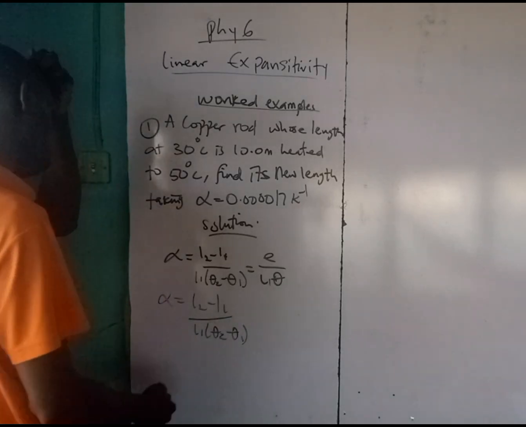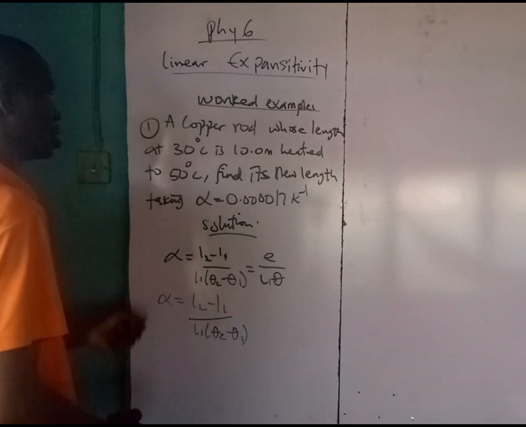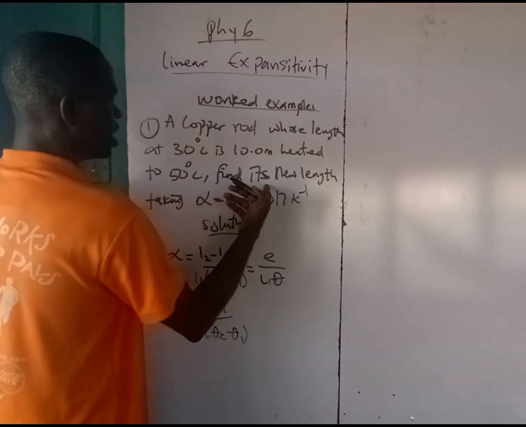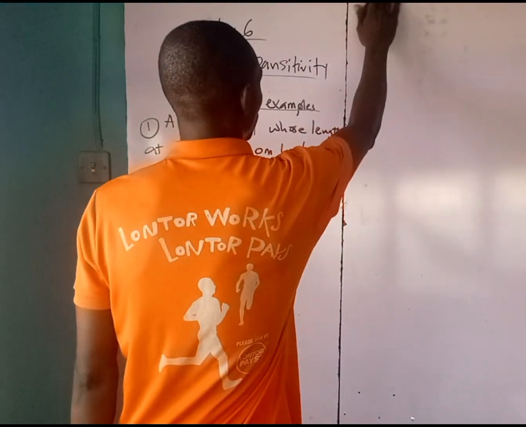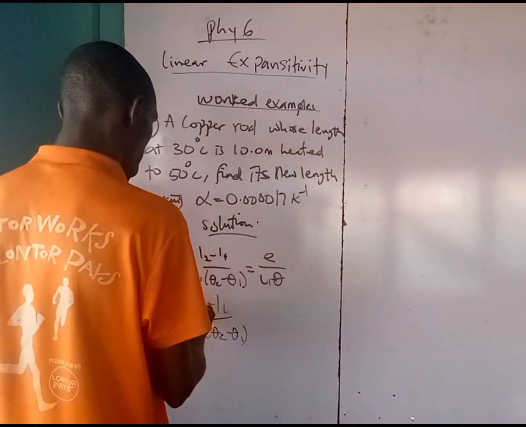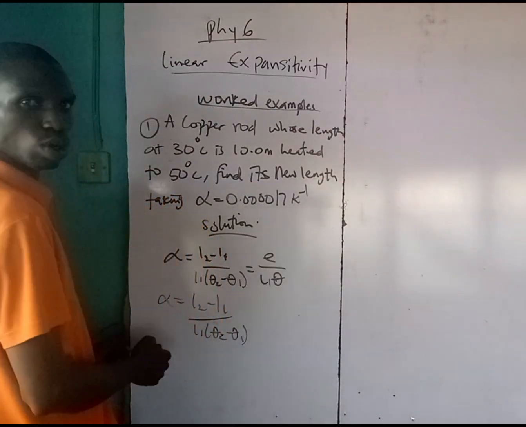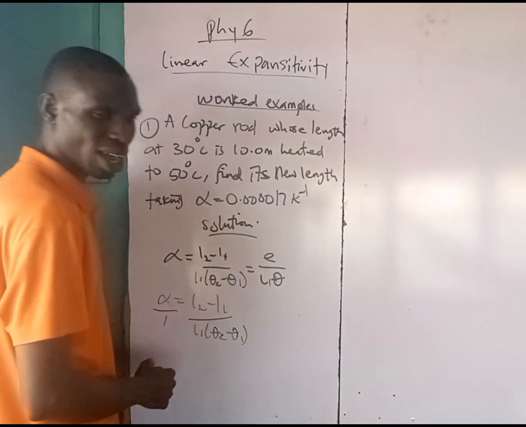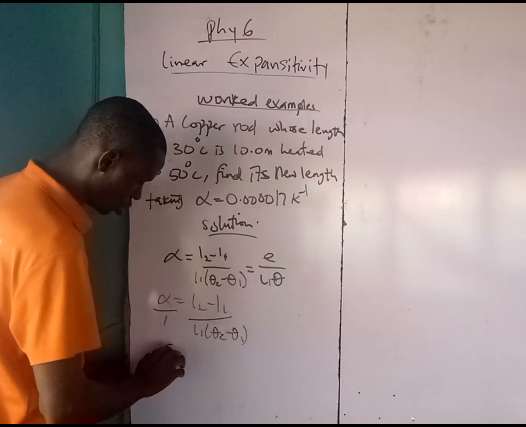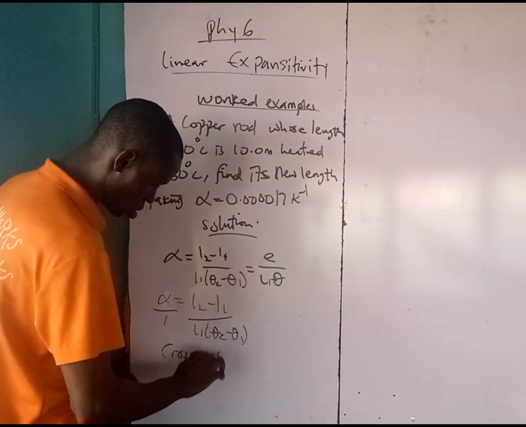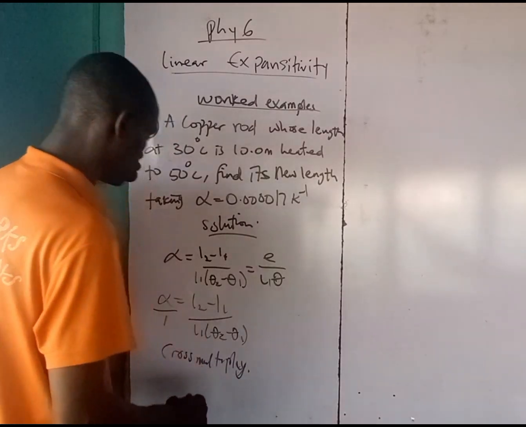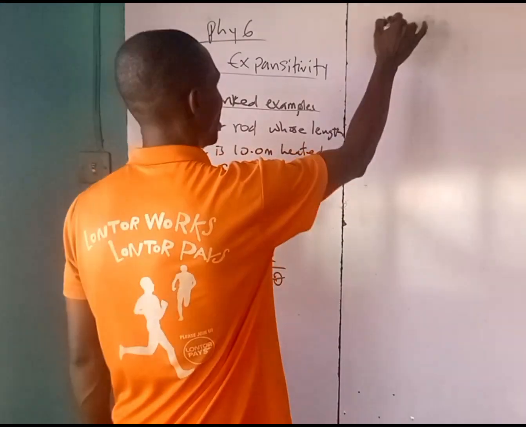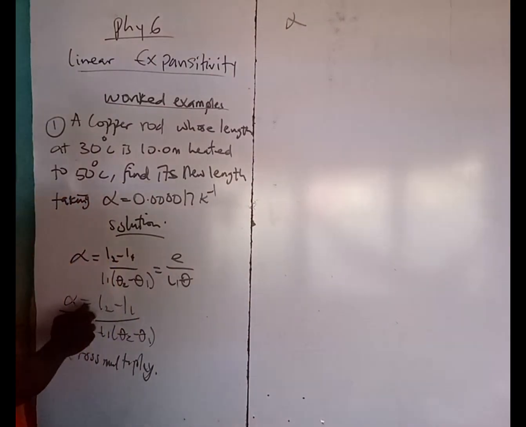Okay, so let's try to make theta 2 subject of the formula, because that's what we have to find. Find the new length, that's theta 2. Okay, so let's try to make the new length, which is L2, subject of the formula. We know this will be over 1, then by cross multiplication we are going to have alpha. This will multiply this, this will multiply this, this multiply this, this multiply this.